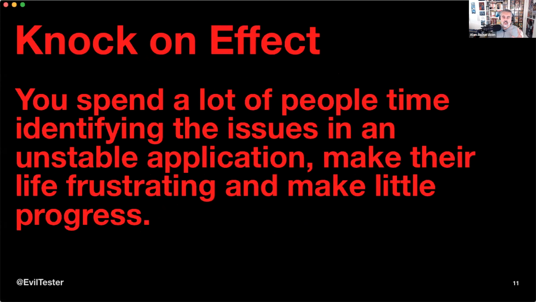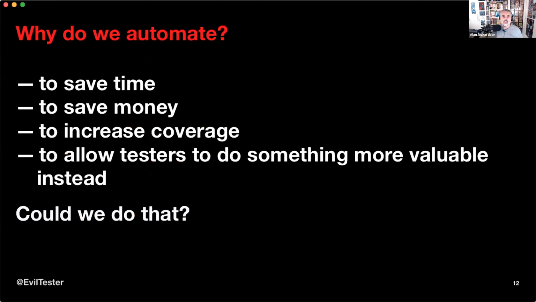The problem is, if we do that in an environment where we're getting releases all the time and it has a lot of problems, then we spend a lot of people time finding the issue. And with an unstable application, that's really frustrating and we don't make any progress. So going meta again, thinking about what do we really do this for? We automate to save time. Some of us automate to try and save money. We automate to increase the coverage of the testing we do. We automate to allow people to do other things that are more valuable.